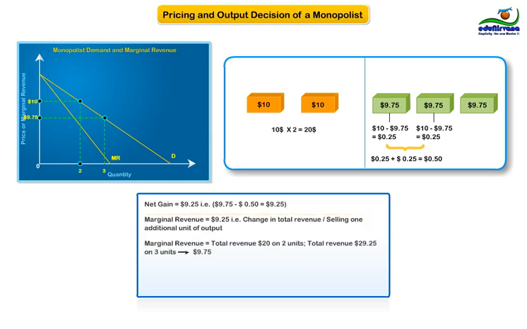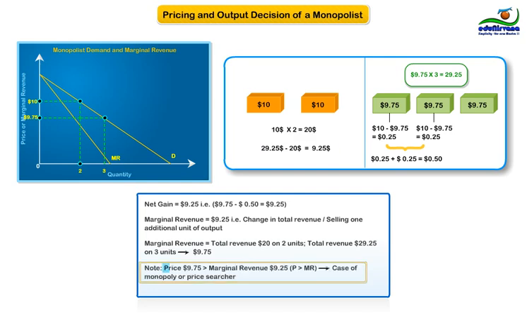Seen another way, marginal revenue can also be calculated as follows. Total revenue is $20 when 2 units are sold at $10 each. Total revenue is $29.25 when 3 units are sold at $9.75 each. The change in total revenue that results from selling 1 additional unit of output is $9.25.